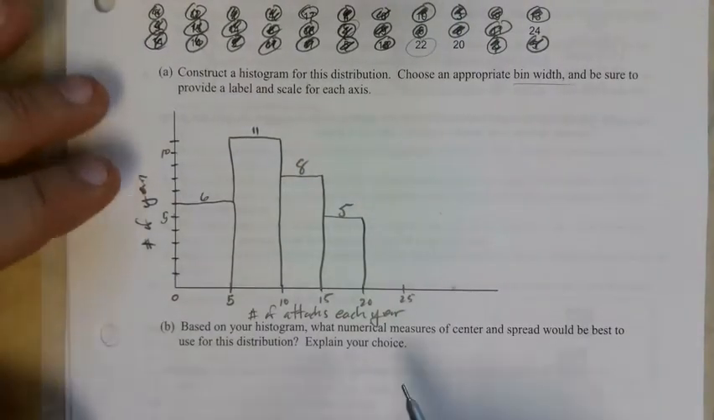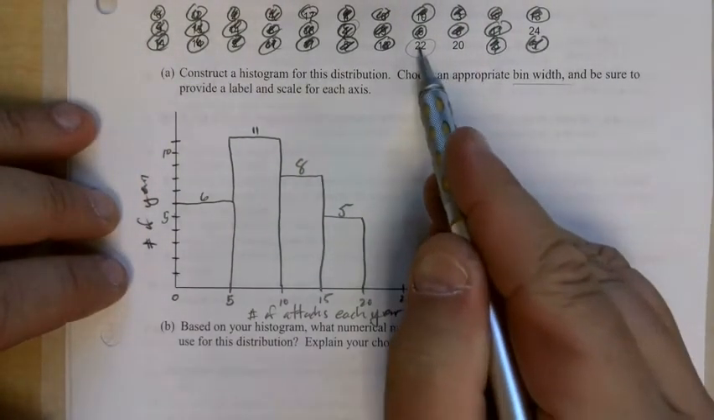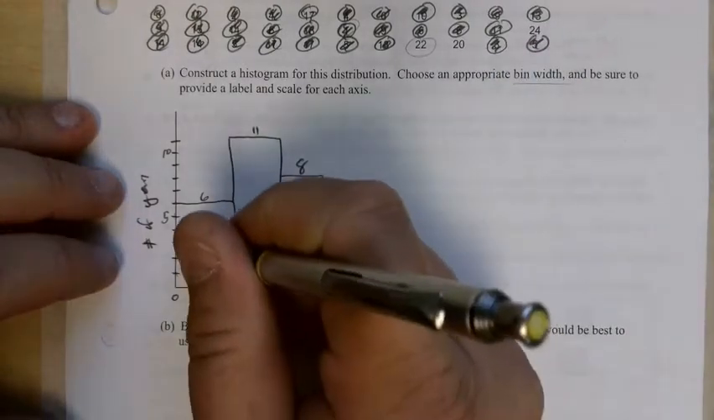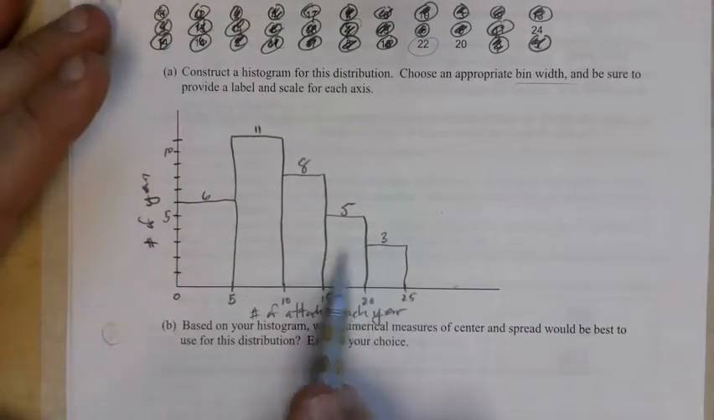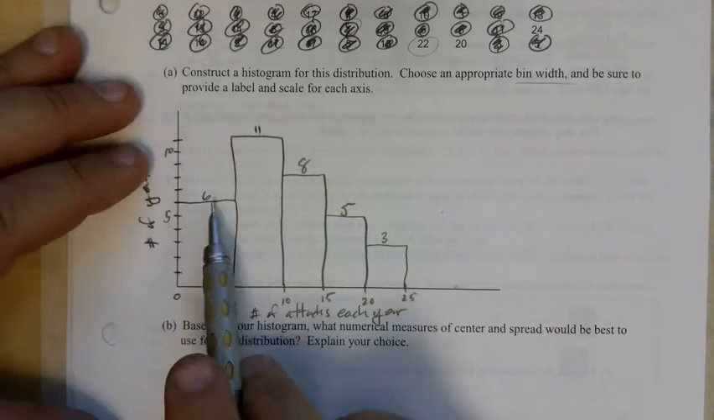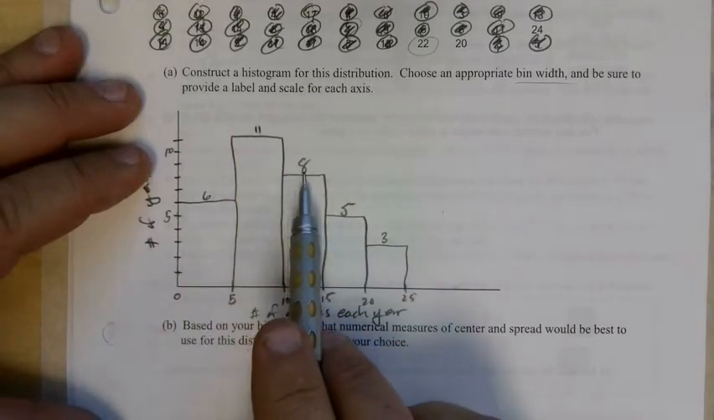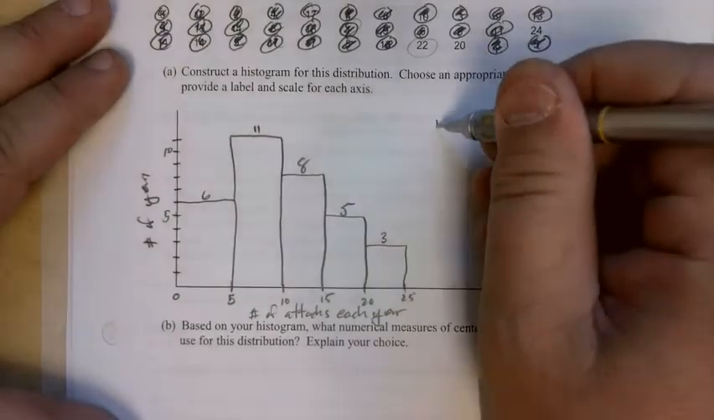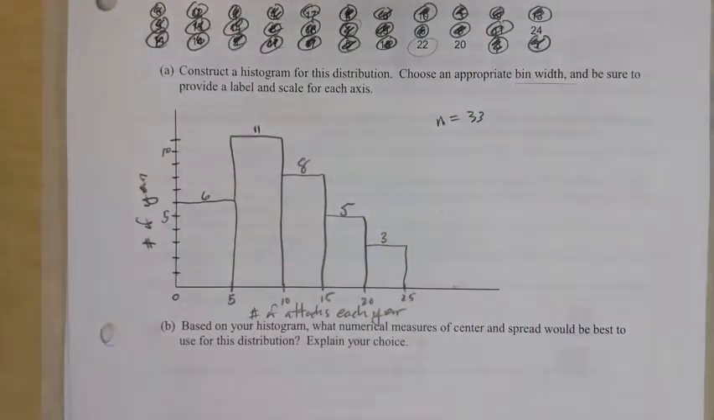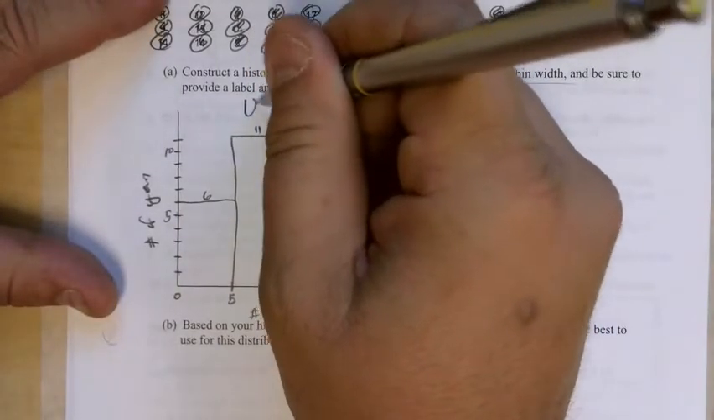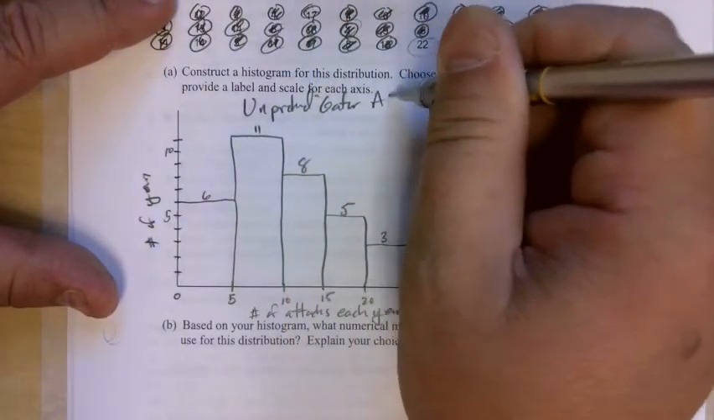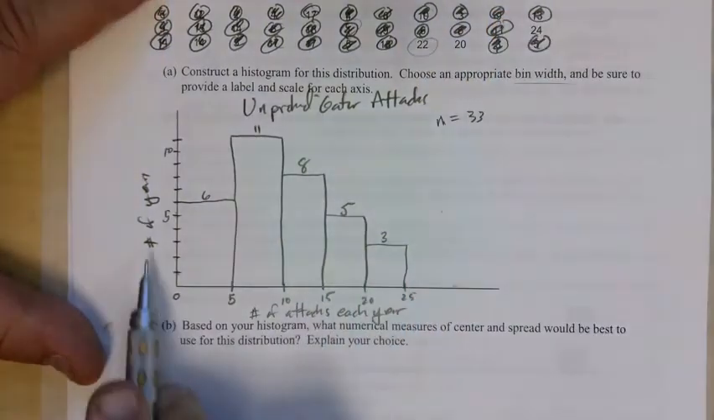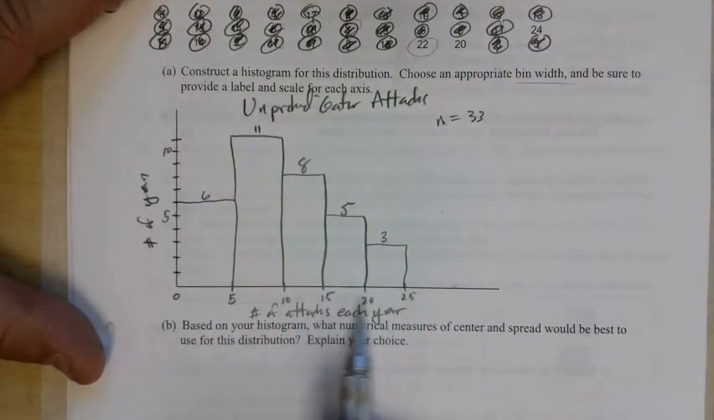Yeah, it seems right. And now 20 to 25. 1, 2, 3, right? 3. Also, by putting labels, it makes it very clear what this is, so nobody's going to argue. Now, 6 plus 11, that's 17, plus 8 is 25, 30, 33. N equals 33. That's also just a confirmation I didn't miss any. This is unprovoked gator attacks. Here's my title, my label, my tick marks. Okay, great.